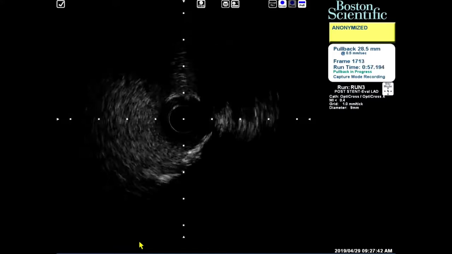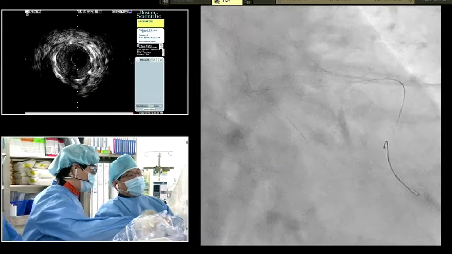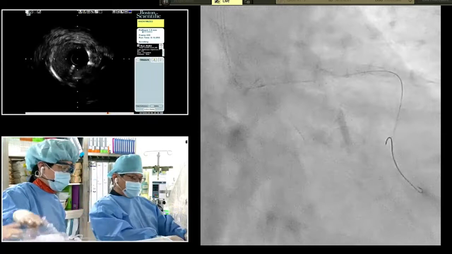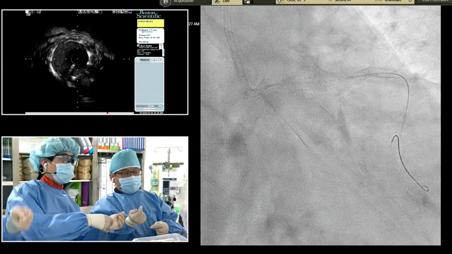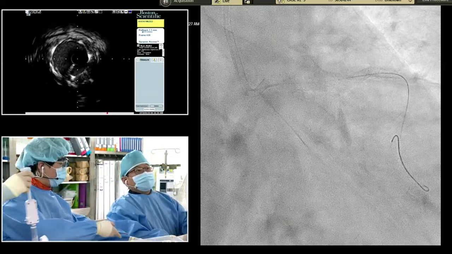I think this is the very exact location of the left main stenting. So please give me the 3.5 high pressure. Okay. Yes. Fortunately, I already safely performed the 3.0 high pressure balloon to this left main. So, can you measure the minimal stent area?